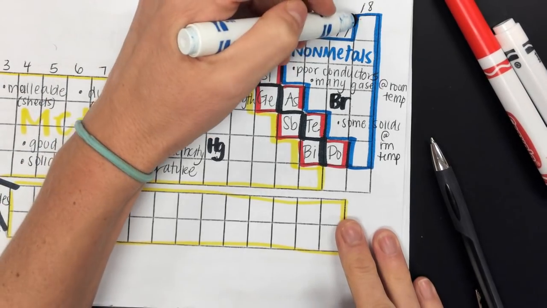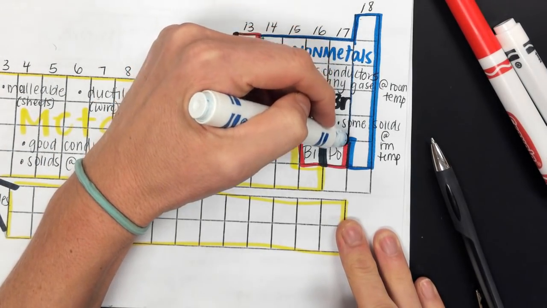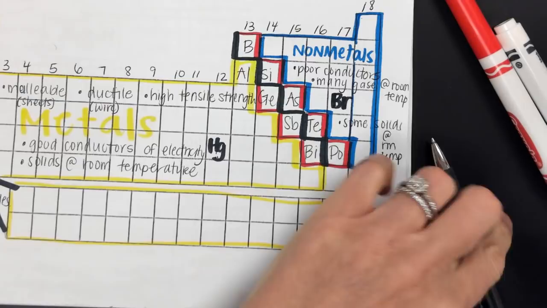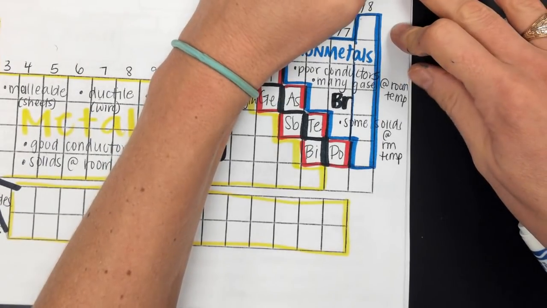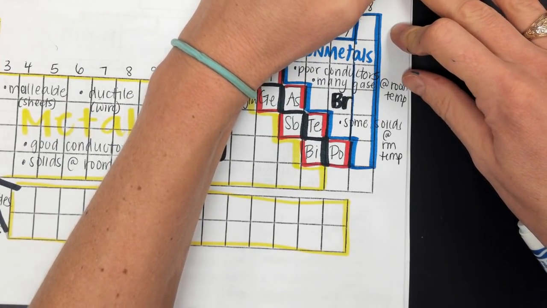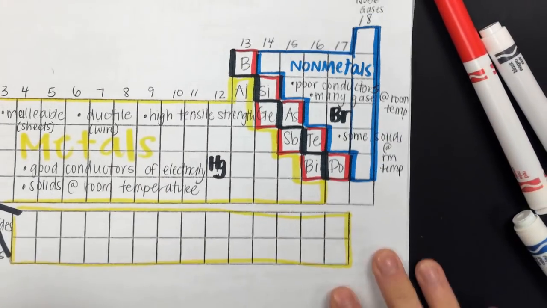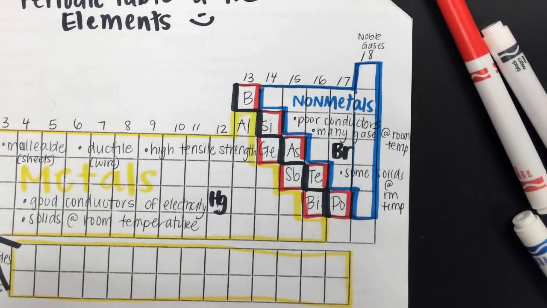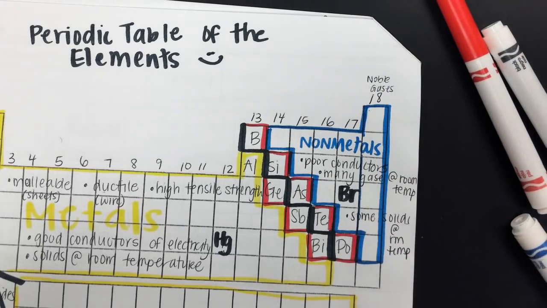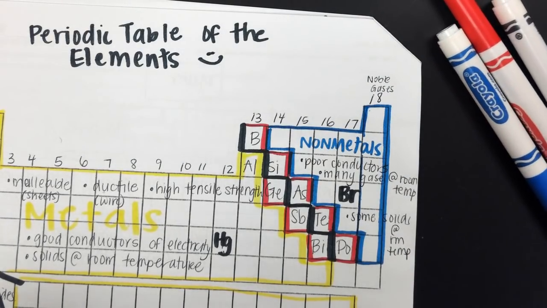This last column, column 18, this family is called your noble gases. They are nonmetals, but they don't react like nonmetals. Okay, we'll learn more about them in another unit.